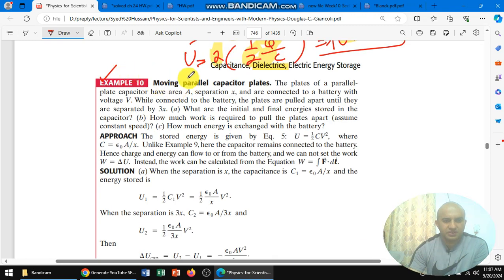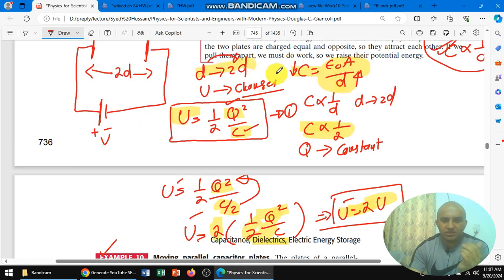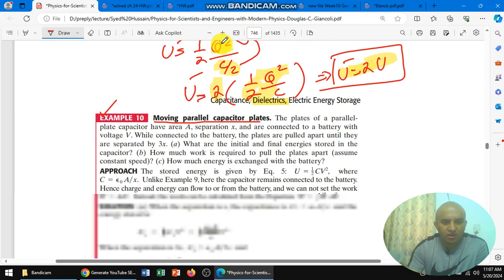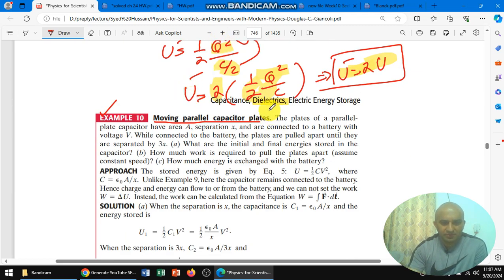Question example 10, moving parallel plate capacitor plates. In the previous lesson we discussed that when we move the plates, the energy stored changes, because capacitance depends on the separation. When we move the plates apart, what is the new value of energy and the new value of capacitance? So I will explain in detail.